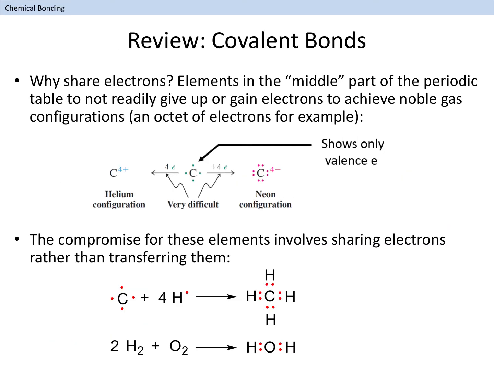Why do elements like carbon share electrons rather than transferring them? Unlike the alkali metals and the halogens, elements in the middle part of the periodic table require either losing or gaining multiple electrons in order to achieve a filled or closed shell of electrons. Carbon, for example, would need to transfer 4 electrons into or out of its valence shell if it were to achieve an octet by way of an ionic bond.